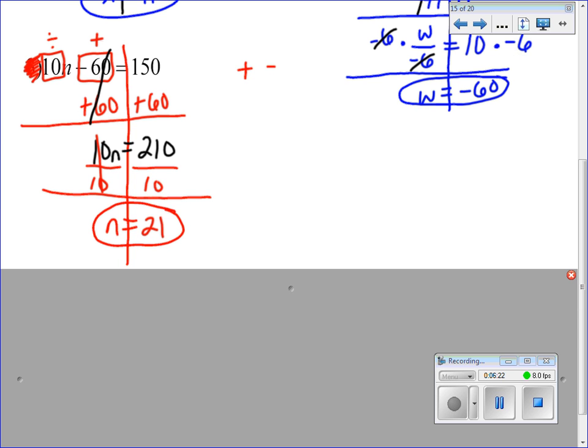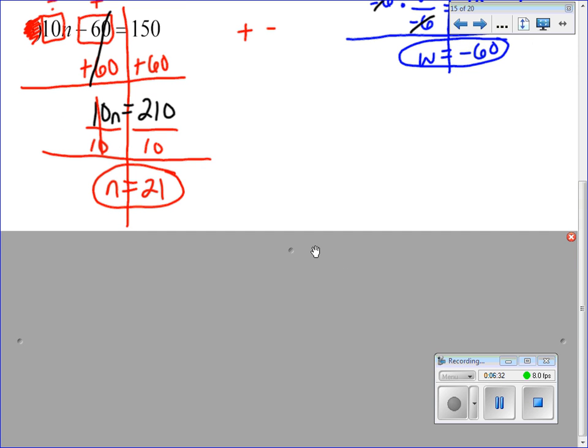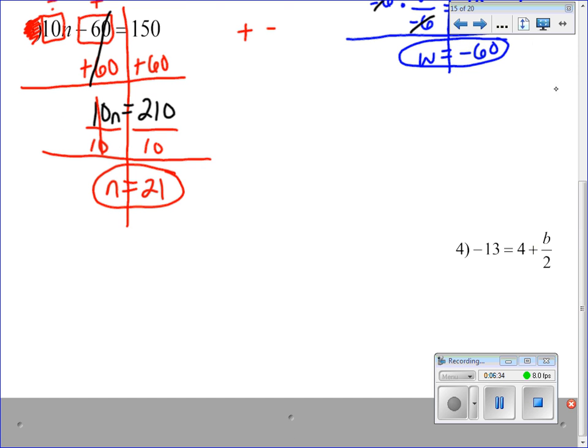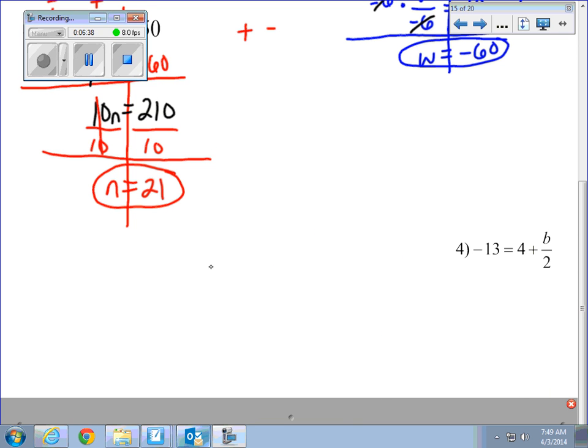So hopefully you're starting to see some of the similarities between one-step and two-step equations. Really, all we're doing is simple one-step equations twice to be able to solve these problems. Okay, let's look at our next example. I'm going to pull this actually up here.